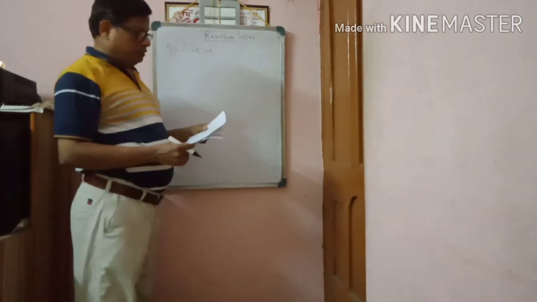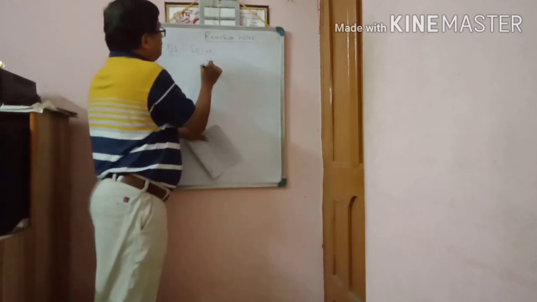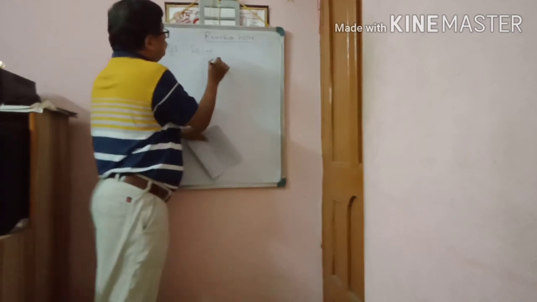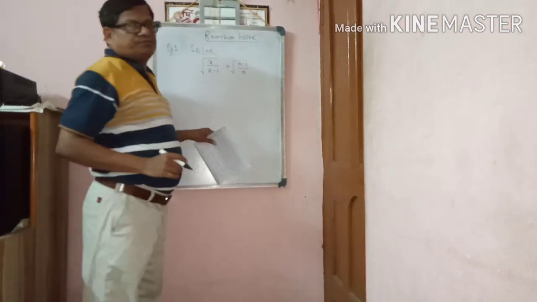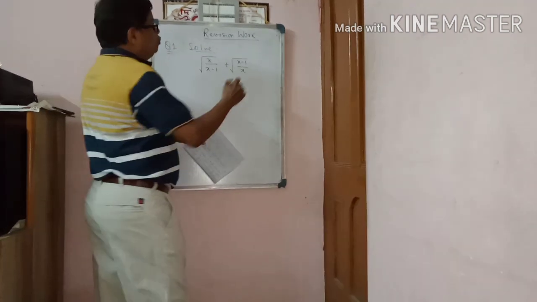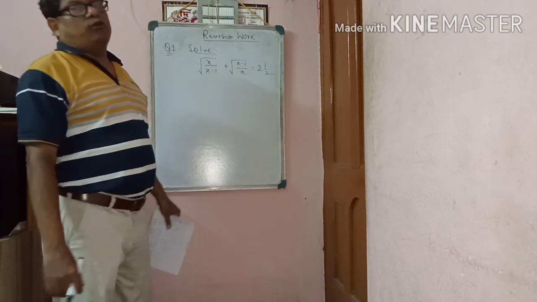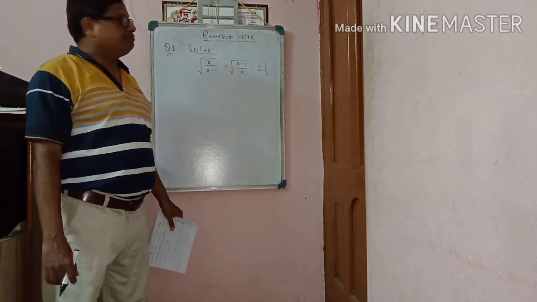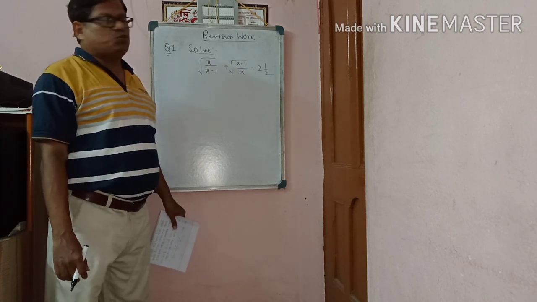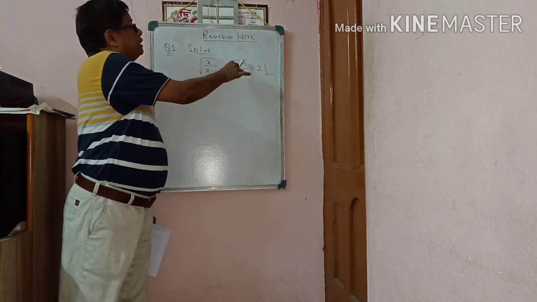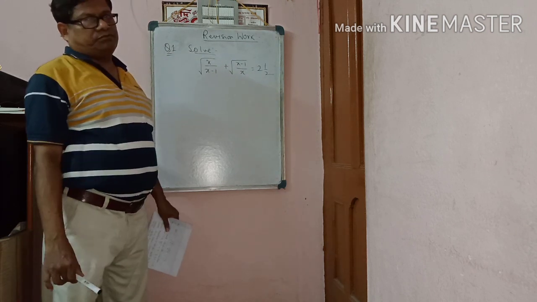Root x by x minus 1 plus root under x minus 1 by x equal to 2.5. Find the value of x. Root under x by x minus 1 plus x minus 1 by x equal to 2.5.